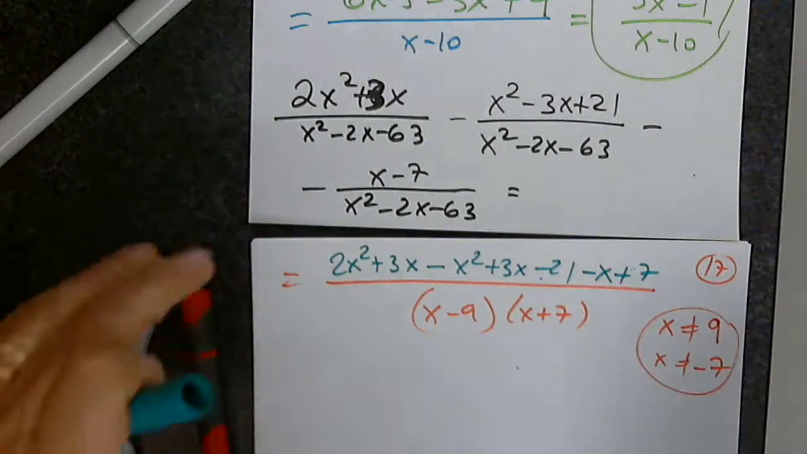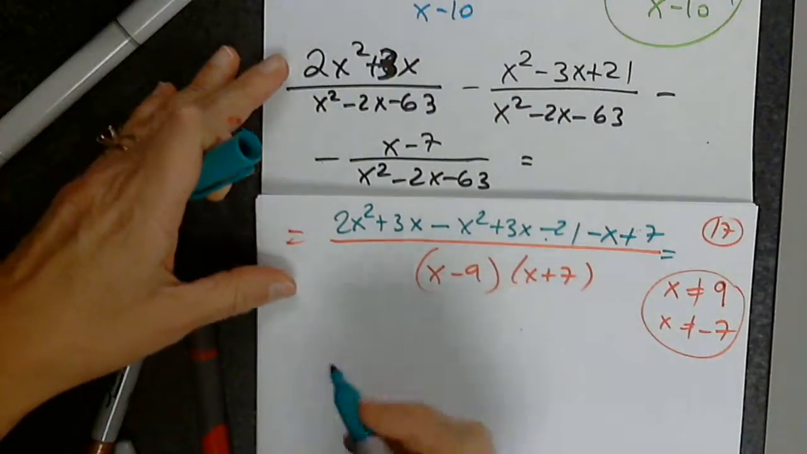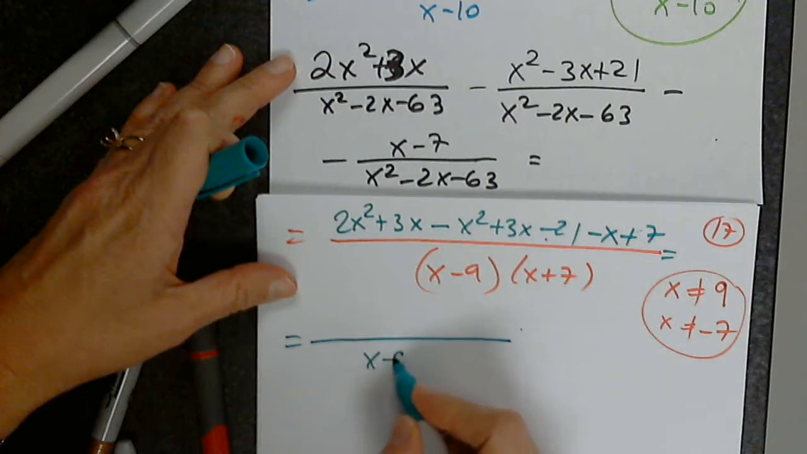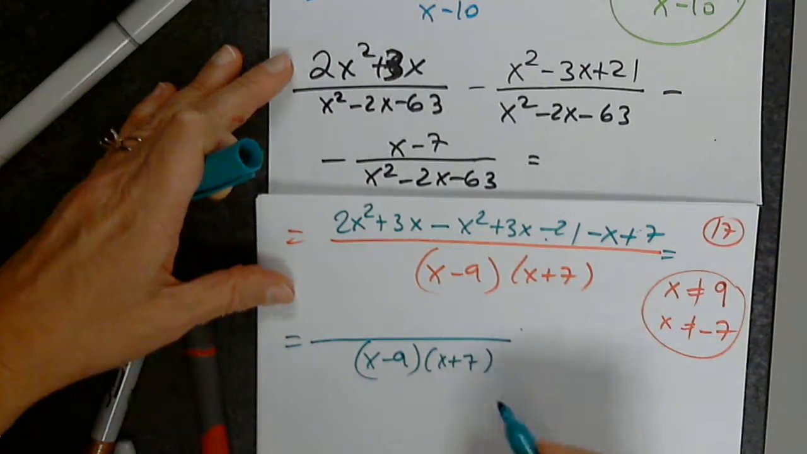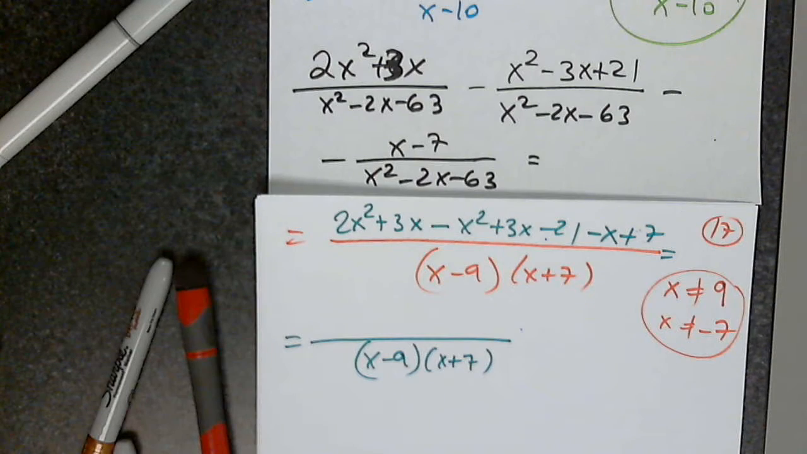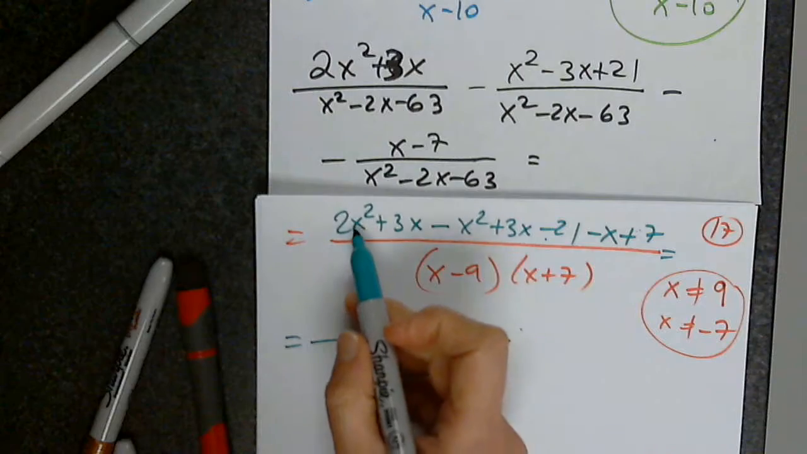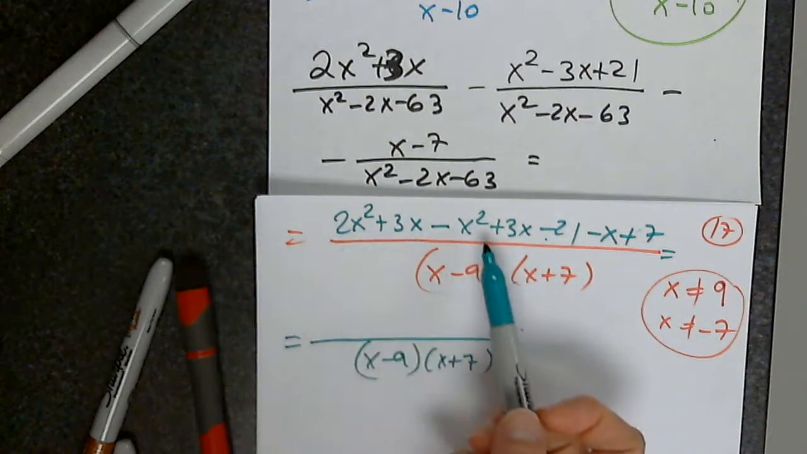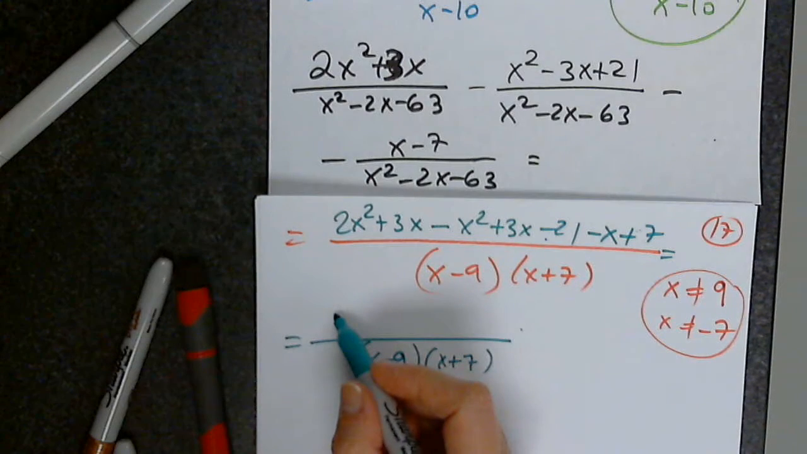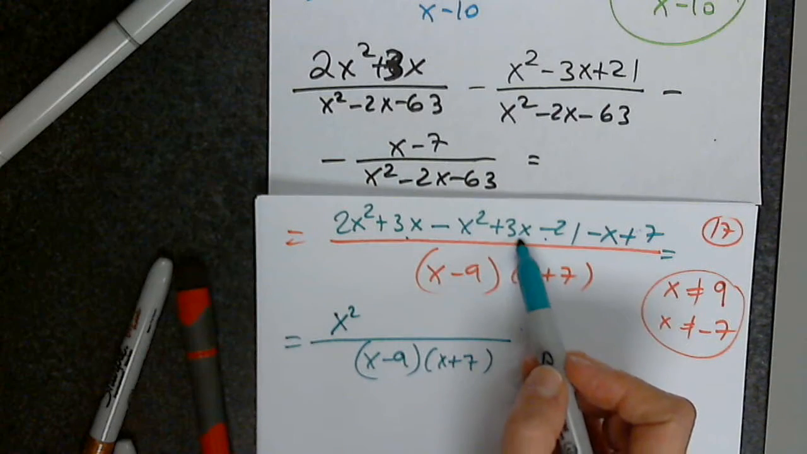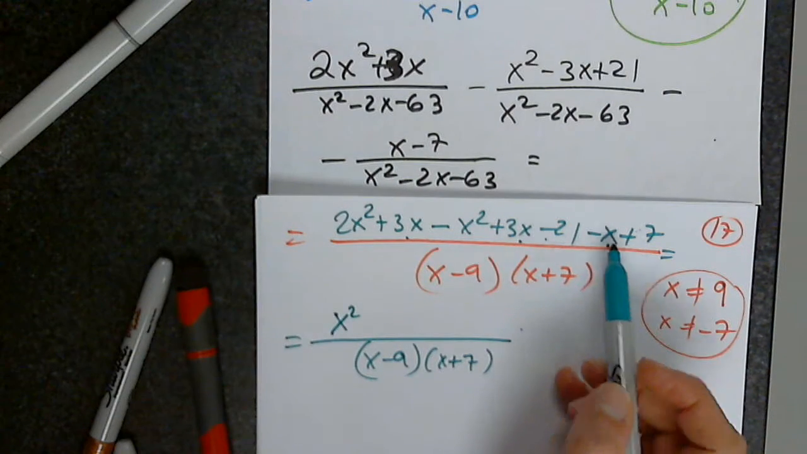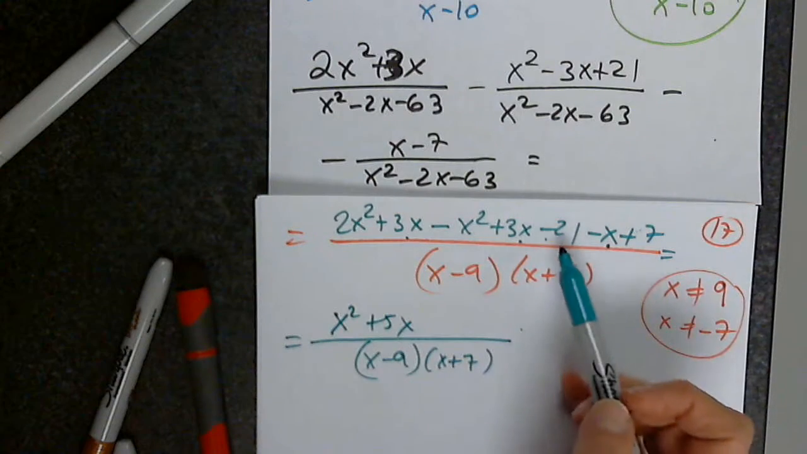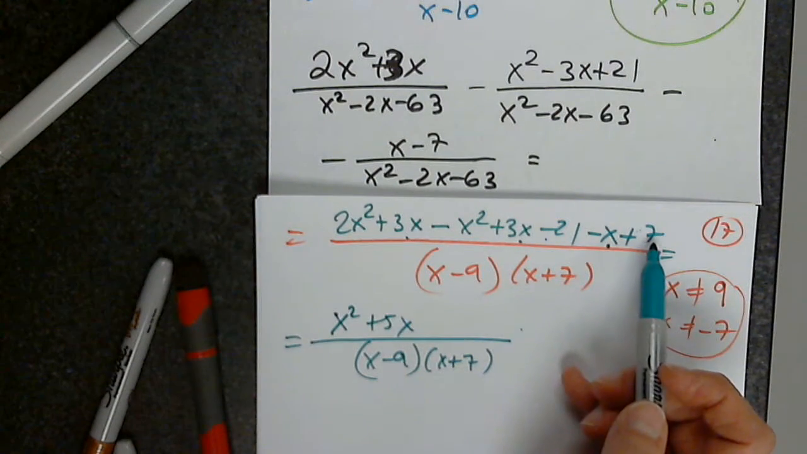Exactly. I have to combine like terms in the numerator. I cannot simplify anything. I cannot do anything till I fully simplify the top or combine like terms. 2x squared minus x squared. Remember the degree? That's where I start. I have 3x plus 3x minus x, which is 5x. And then I have negative 21 plus 7.